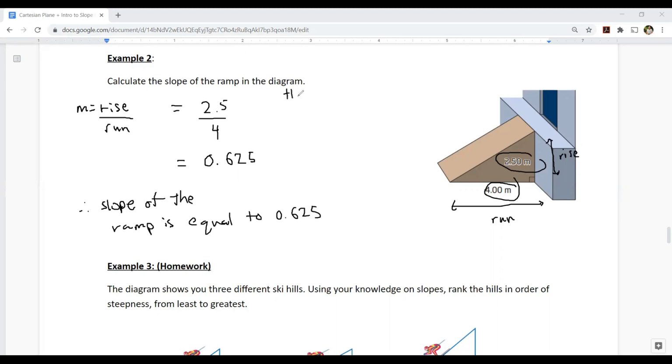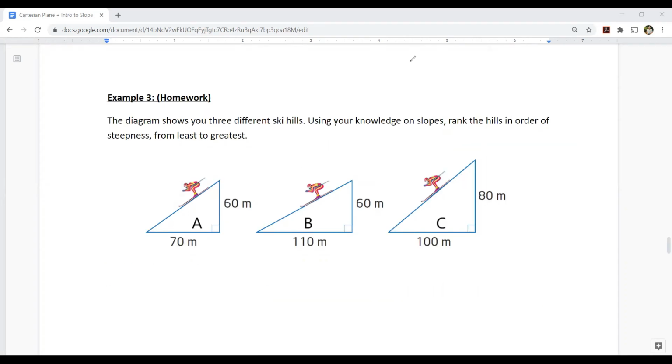Similar to question 1, we can also make another statement that relates rise and run. So here we're going to say the ramp this time rises 0.625 meters for every 1 meter run. And the reason why we put 1 run is because we have a decimal. So anytime you have a decimal here and it's not a fraction, it's going to be for every 1 meter run.